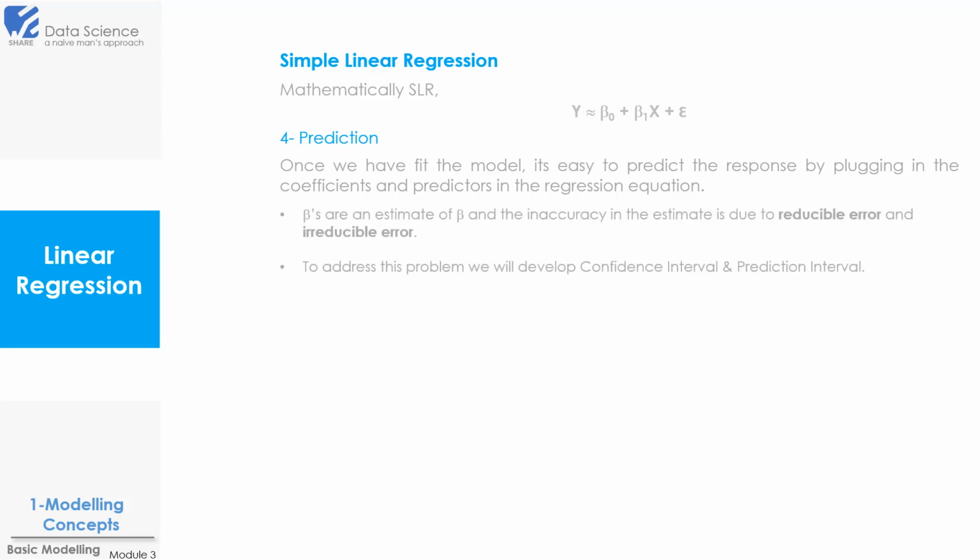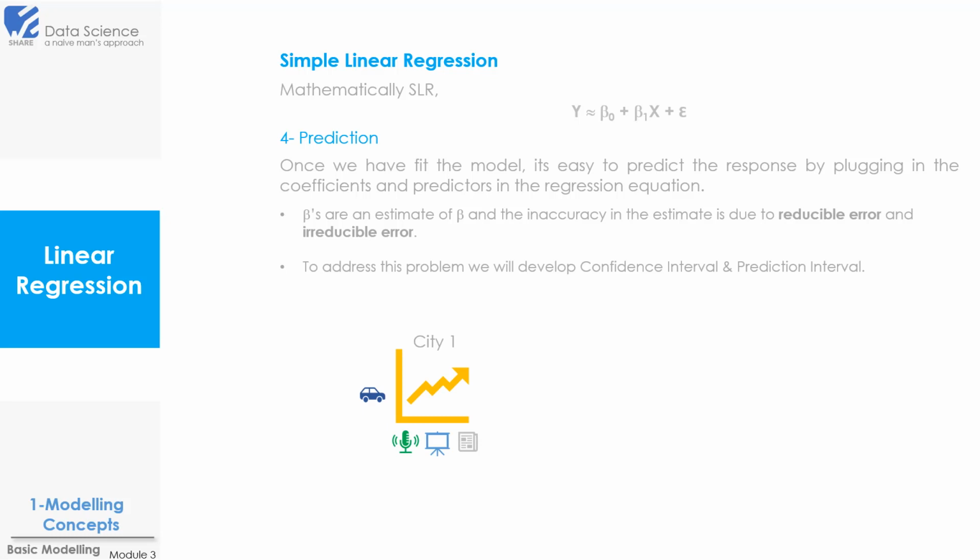Now we will not be calculating the coefficient beta. Instead, we will be calculating beta hat. Because beta hat is an estimate of the actual coefficient, and the inaccuracy in the estimate is due to the reducible and the irreducible error. So to address this problem, we will develop confidence interval and prediction interval. Now let's understand what is the difference between the two.